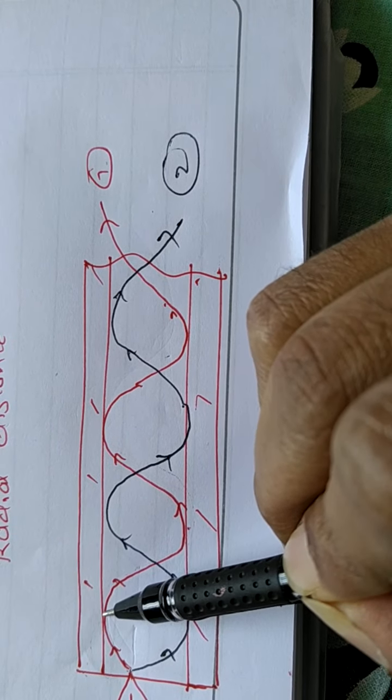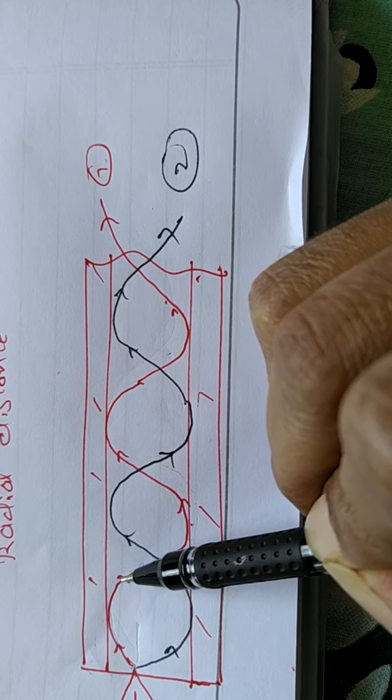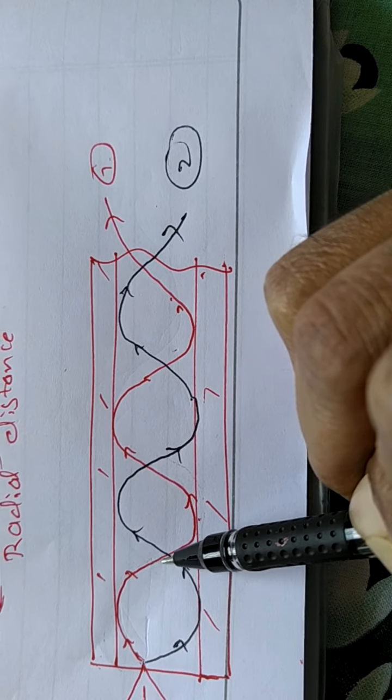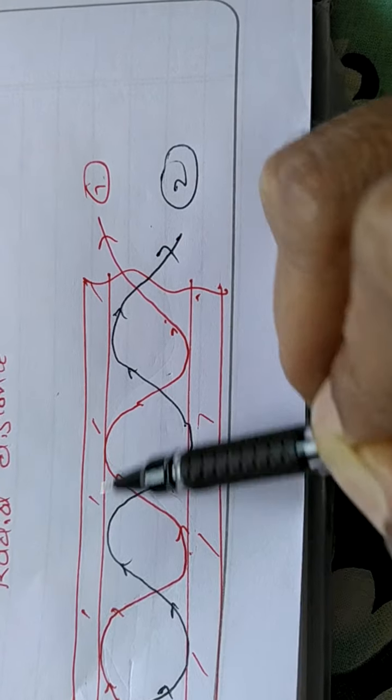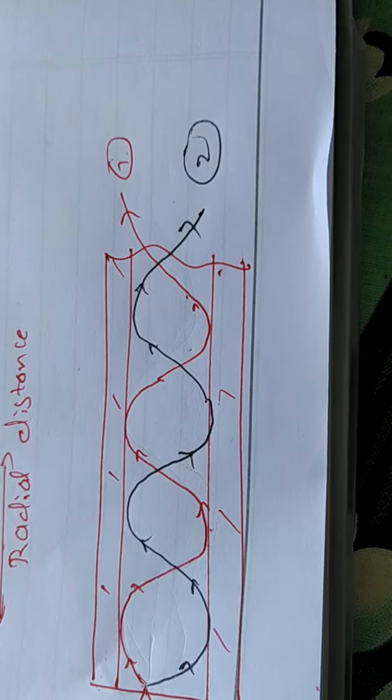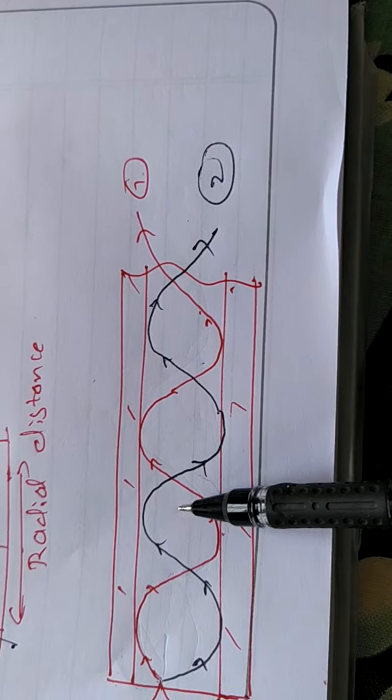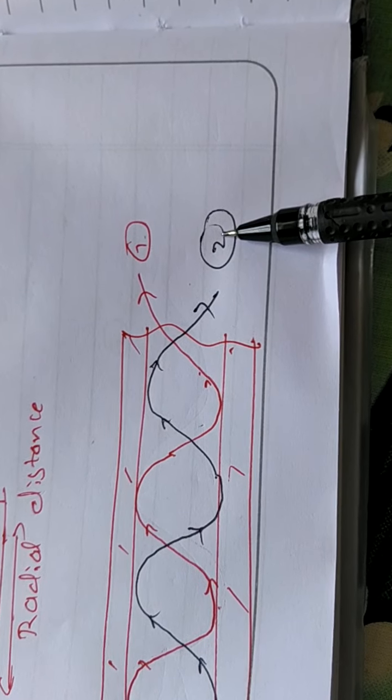Now it is traveling from rarer medium to denser medium. That means it bends towards the normal. So it moves like this. That means it moves as skew rays, not a zigzag line. This type of rays are called skew rays.